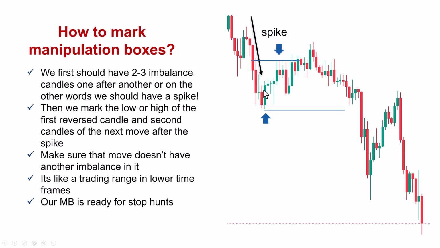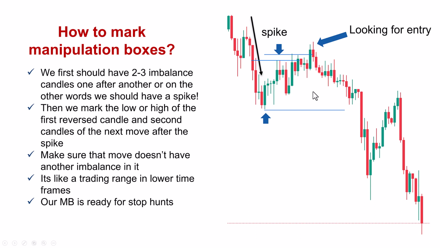But if the movement after this candle starts to go down, we want another green candle opposite of that downward move after this spike. And we mark the low of the first candle or the high of the first candle and the low or high of the second candle opposite of the current movement. But you should make sure that the movement doesn't have another imbalance in it. It's like a trading range in lower time frames. Our manipulation box is ready for stop hunts.